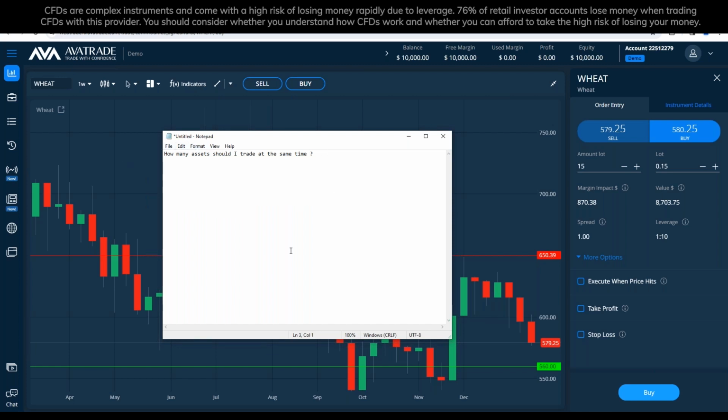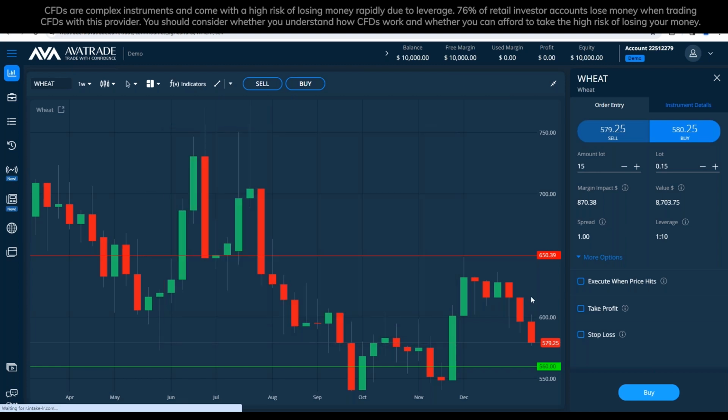Now the question is, how many assets should I trade at the same time? We obviously understand that there is a difference between 1 and 2 or 5 or 10, but how many should we have though? Can we have 20 at the same time? No, that depends on several things: time, money or margin, and exposure.